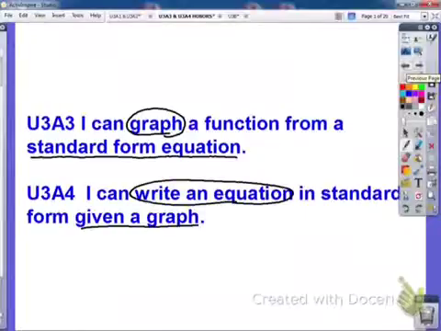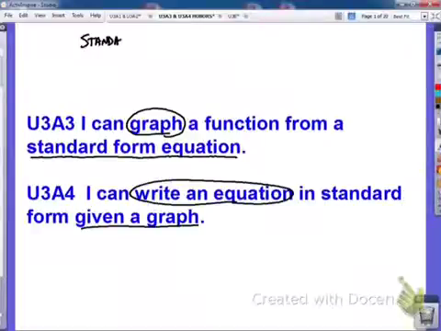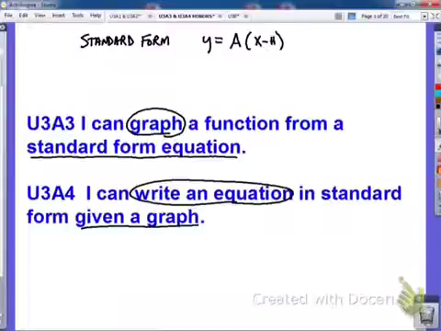Before I go to the next slide, I want to write for you the standard form of an equation. You're going to want to write this as well. It is y equals a times the quantity x minus h, quantity squared, plus k.